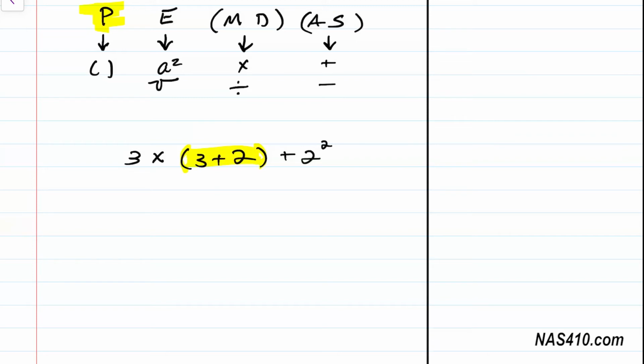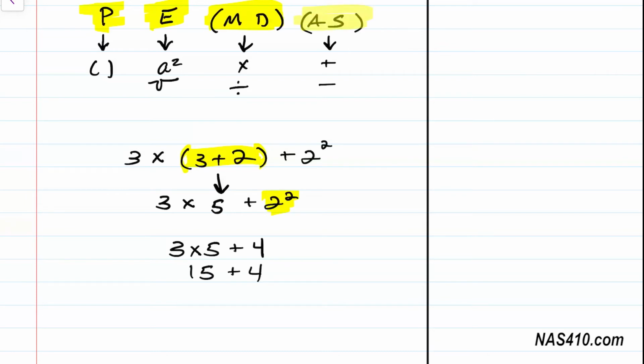The first thing we're going to do is add 3 to 2, and we get 5, and so we end up with 3 times 5 plus 2 squared. Okay, so now I got rid of my parentheses. Next on my list is exponents, and I do have one exponent right here, and so I'm going to do that next. And so 2 squared is 4, so I end up with 3 times 5 plus 4. Next, I'm going to do my multiplication and division from left to right. And so I have 3 times 5 is 15 plus 4. And finally, I have addition and subtraction. 15 plus 4 is 19.